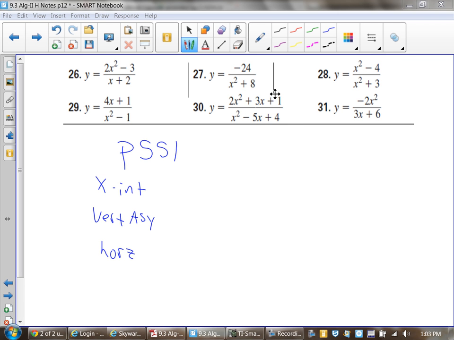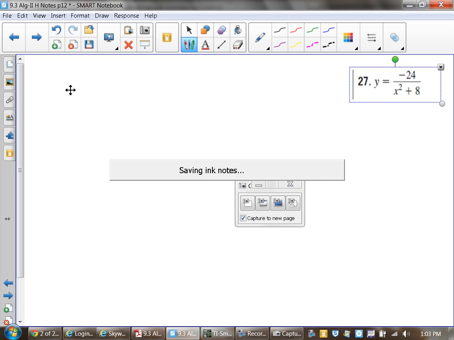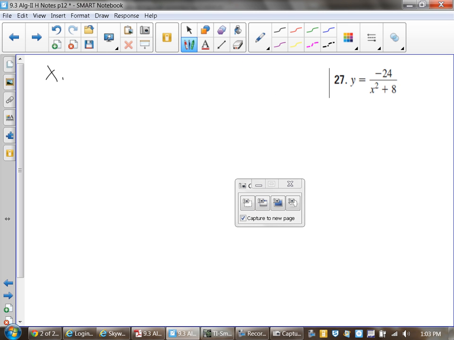27. Same thing. We start, again, with our x-intercept. Do I have anything to set equal to zero in the numerator to find an x-intercept? No. So do I have an x-intercept? Nope. My vertical asymptotes: I don't have anything that's going to give me a real solution in the denominator, so I have none. My horizontal asymptote: 0.